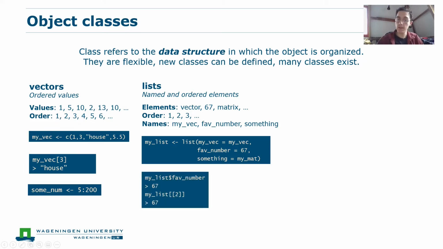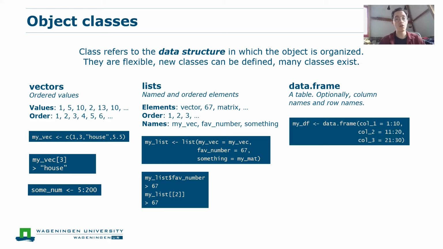You can do that for any number of elements. And the nice thing of lists is that you can access each element by only using a dollar sign after the name and putting the name of that element. You can also use double square brackets to specify that you want the second element or the third element. You can also put here actually the name of the element that you're looking for with quotation marks if you don't want to use this notation. The last class of object is data frames, and data frames are nothing else than tables.